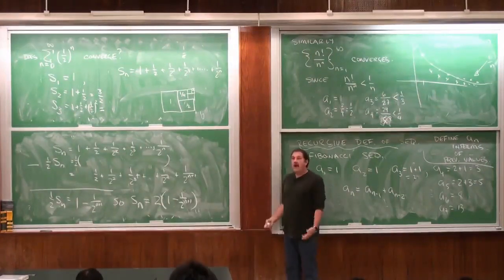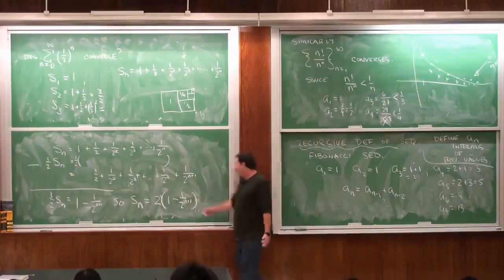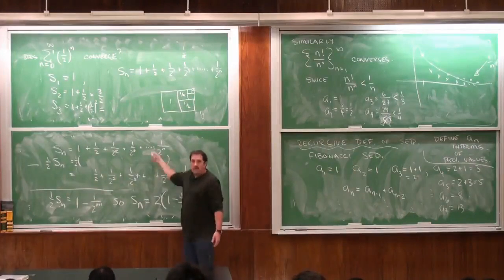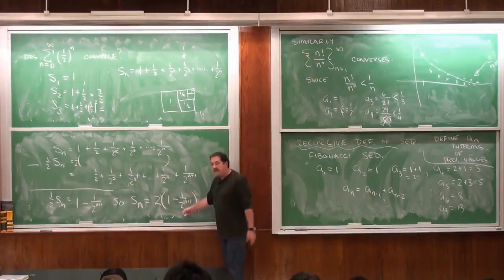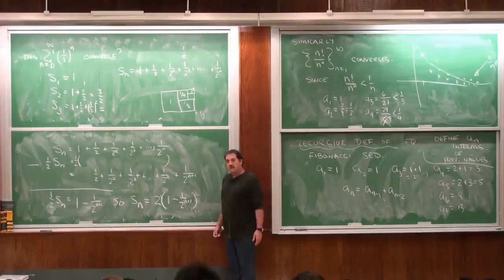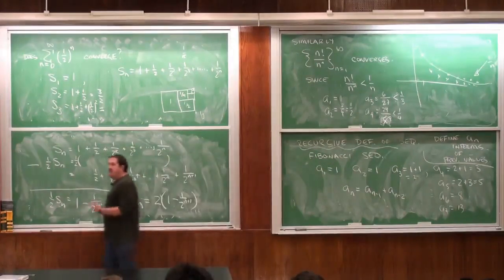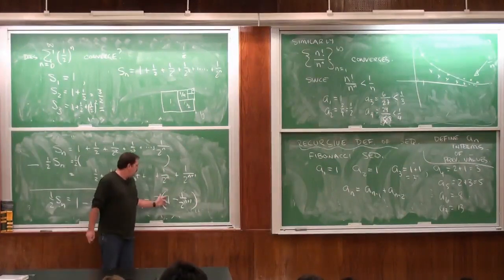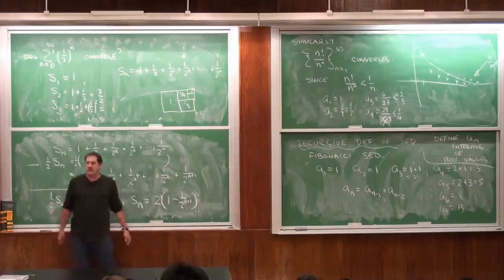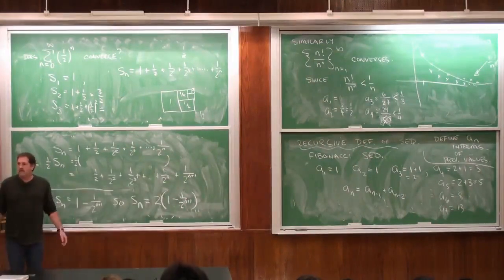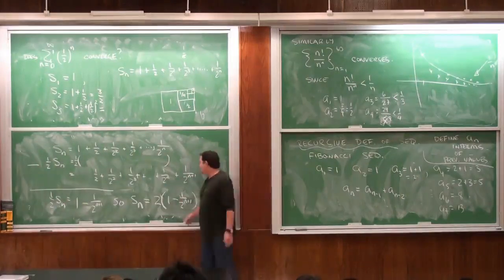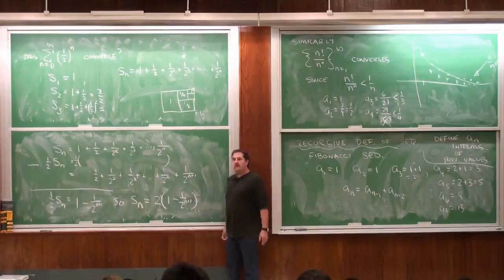Well, now I figured out what Sn is. I have a formula that tells me. So I have now turned this sum, which is nasty, I have to add a lot of things, into a sequence. I know that if I add up the first 53 terms, I will get 2 times 1 minus 1 over 2 to the 53, which is very close to 2. And if I add up the first million terms, I get 2 times 1 minus 1 over 2 to the million and 1.